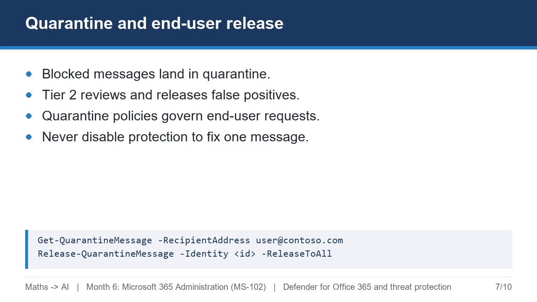When a policy blocks a message, it lands in quarantine. As Tier 2, you review the quarantine, release genuine false positives, and decide whether end users can request release themselves, which is controlled by quarantine policies. So when a user asks why they never got that newsletter, the clean fix is to release it and then allow the sender or tune the policy. Never, ever disable protection tenant-wide just to fix one stuck message.